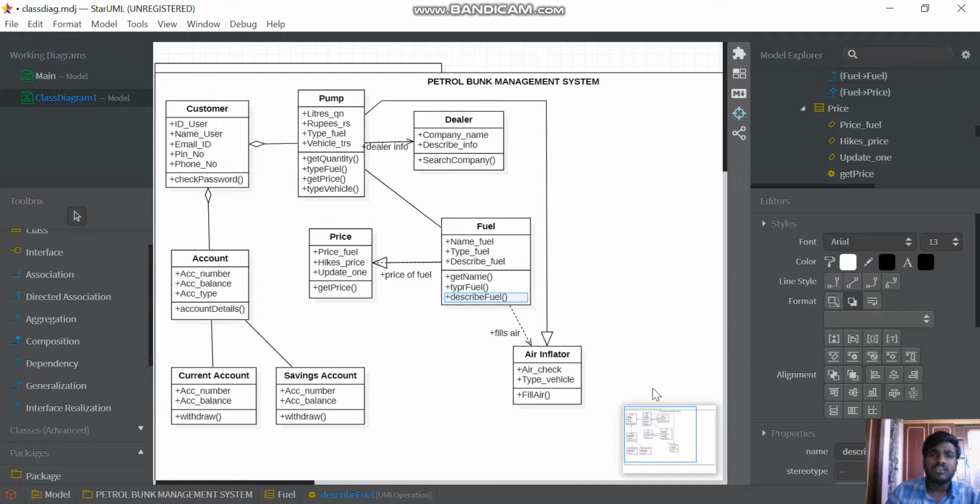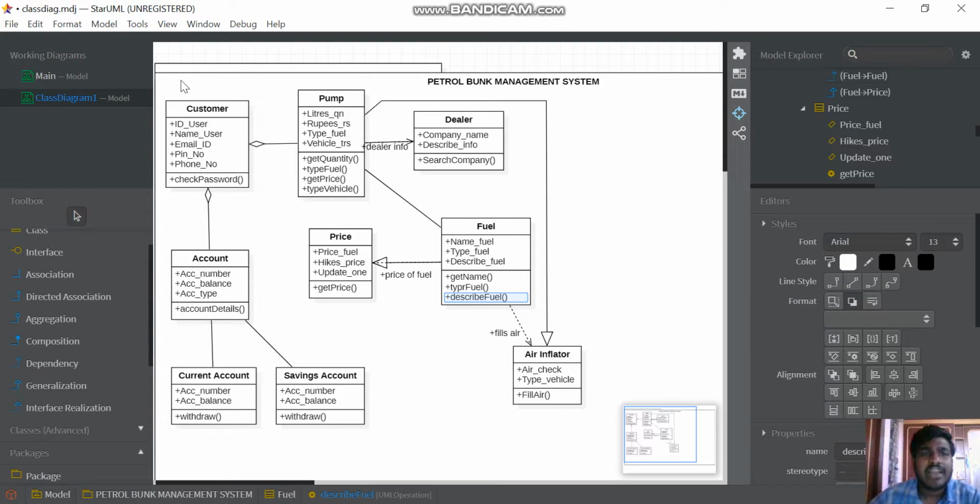So a user, after filling his vehicle with fuel, is coming out of the bunk. In front of the petrol bunk there will be one air inflator. At that air inflator there will be a person, or we can fill air automatically ourselves. First this attribute checks the air, then it sees the type of vehicle. After these two attributes are confirmed, the third operation performed is fill air. It fills the air whether it's a four-wheeler vehicle with four wheels, or a two-wheeler vehicle with two wheels only.